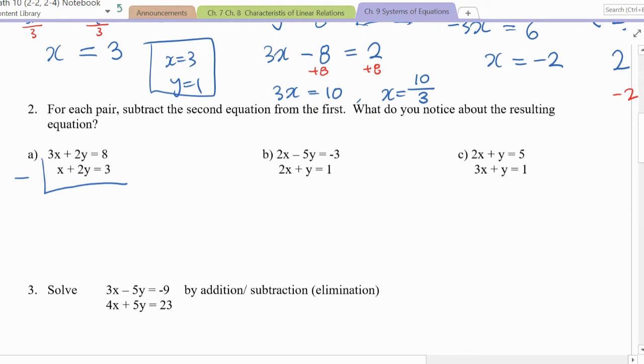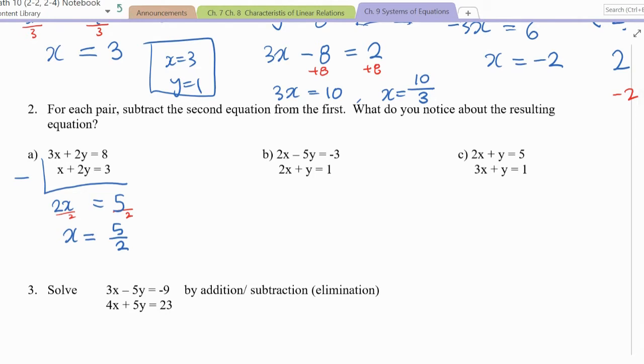All right? Okay, then 3x minus 1x is 2x. 2y minus 2y, the y term is gone. Then 8 minus 3 is 5. Then what is x? 5 over 2, because you're just dividing both sides by 2. Is that right?